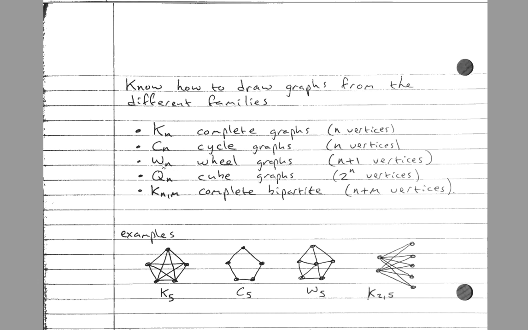Yeah, it's a bit confusing. So W sub n has n plus 1 vertices. So it looks like C sub n, but just with one extra vertex in the middle. Q sub n, those are the cube graphs with 2 to the n vertices. So Q2 is the square, Q3 is the cube.